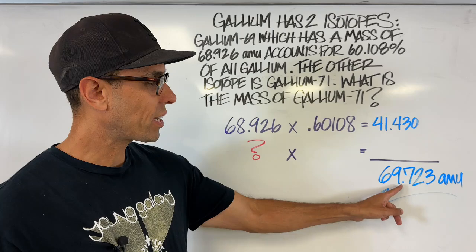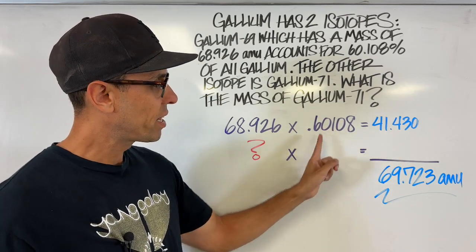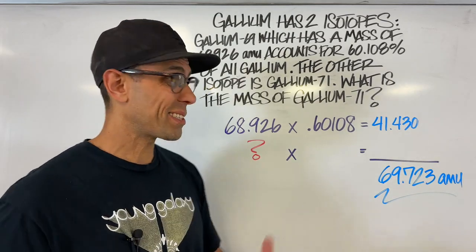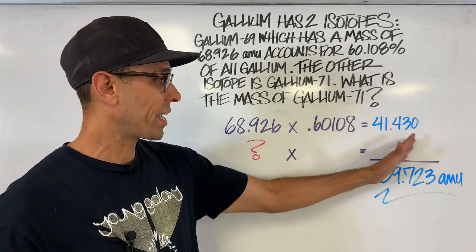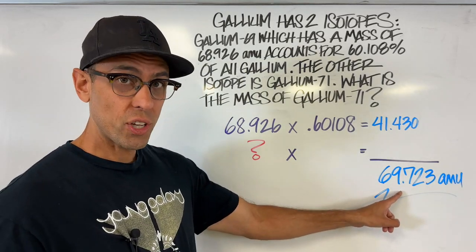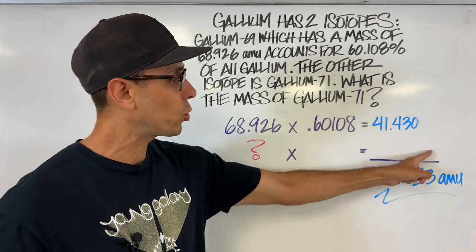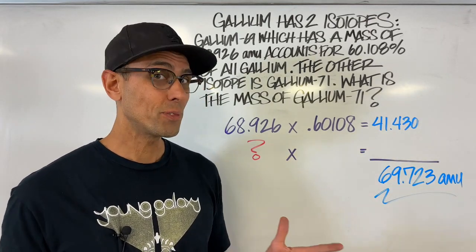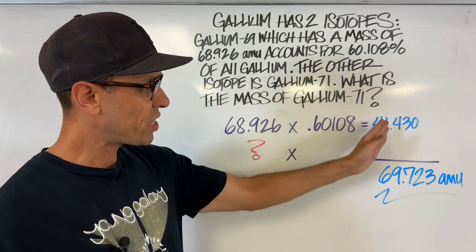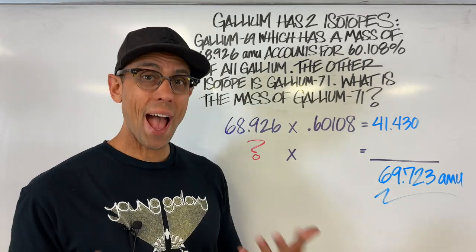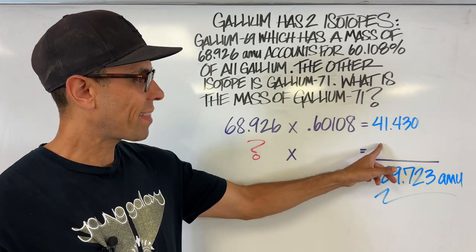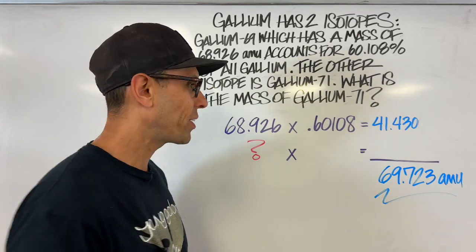Now I'm going to show you how we can use this and the percent abundance to find some missing information so that there's only one thing we have to figure out. Because as it stands now, it looks like we're missing three critical pieces of info. Okay, first, we know that this weighted average is the sum of this number added to whatever this number is. So all we have to do is use subtraction. This missing number is 41.430 subtracted from 69.723. When we do that simple math, we find that this missing piece is 28.293.